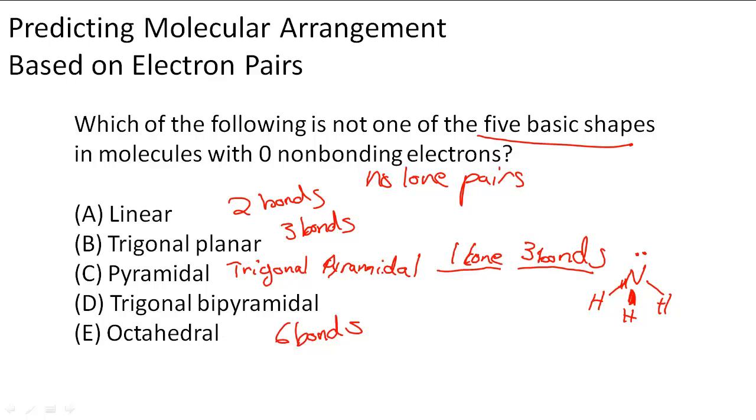But trigonal pyramidal has 3 bonds, but also 1 lone pair, so it kind of falls into the tetrahedral family. But notice the tetrahedral would have an atom here, not a lone pair. So C is the one that is not one of the 5 basic ones because it has a lone pair.